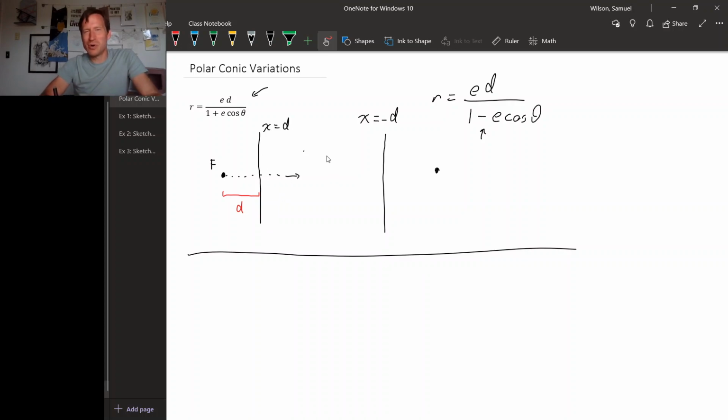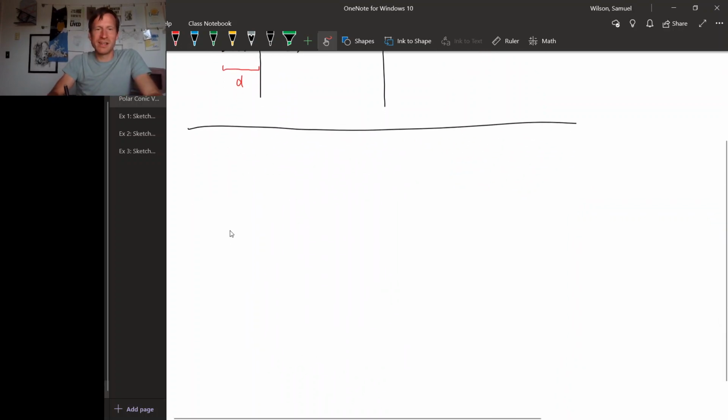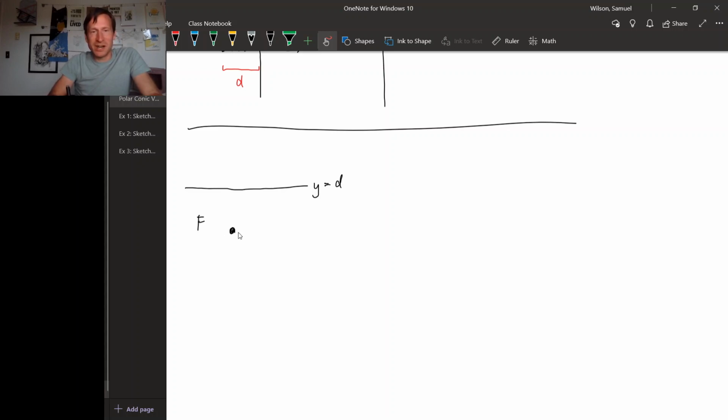But what if you want your directrix to be a horizontal line? So in that case, you'd have your focus, and your directrix would be the line y equals d. Well, if you work out the geometry, here our conic section is going to be something like this, if it happens to be an ellipse.